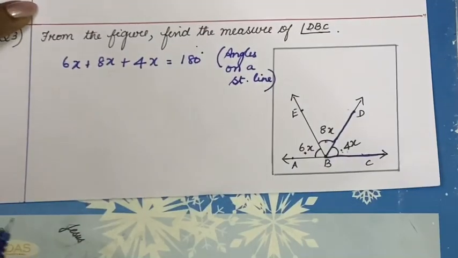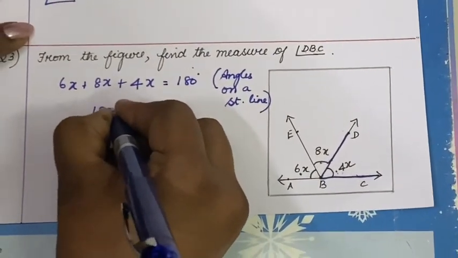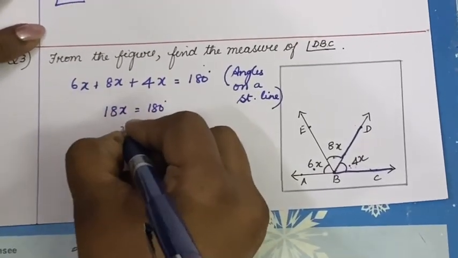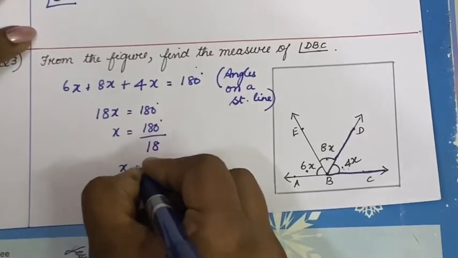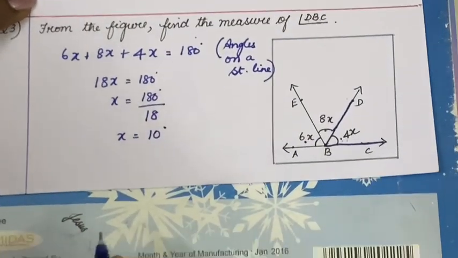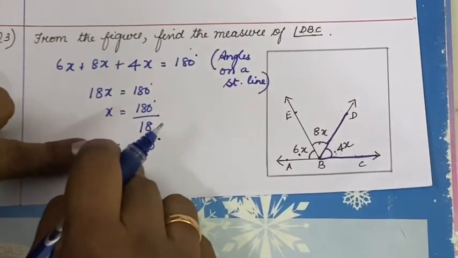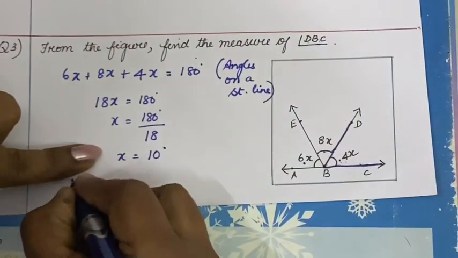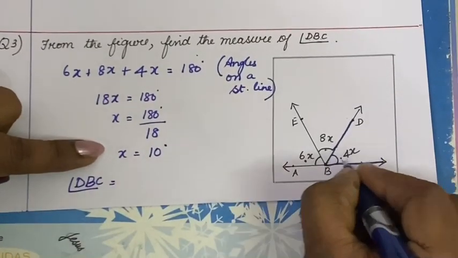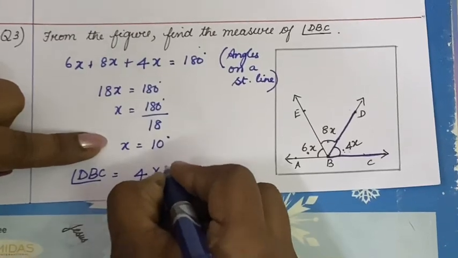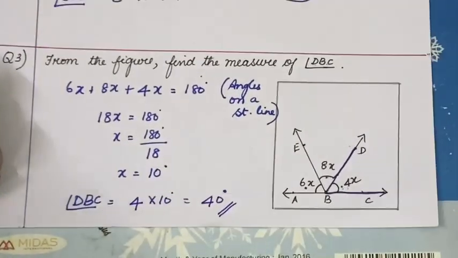Now when you add these, it is 18x. 18x is equal to 180 degree. Therefore x is equal to 180 degree divided by 18. So x is equal to 10 degree. Yes, correct children. Now again, if we stop here, we will not be getting the full marks, because they are asking you to find angle DBC. Angle DBC is what? 4x. 4 into 10 degree, which is equal to 40 degree, is the required answer.